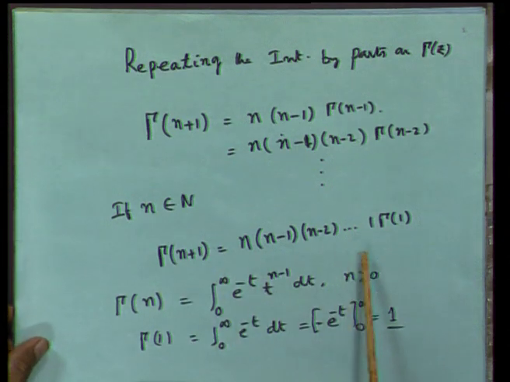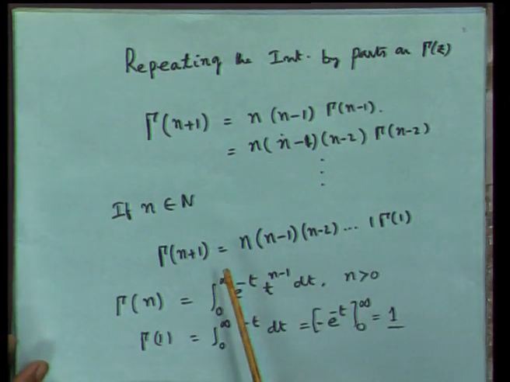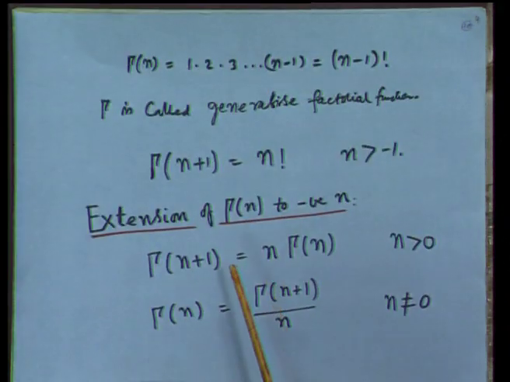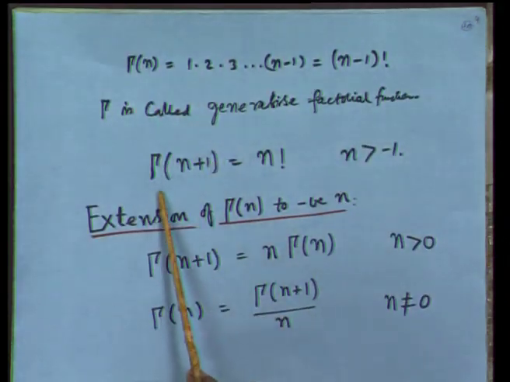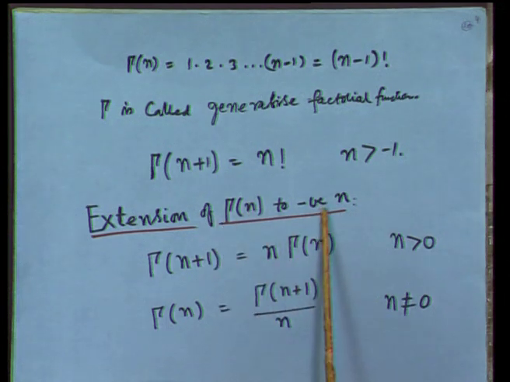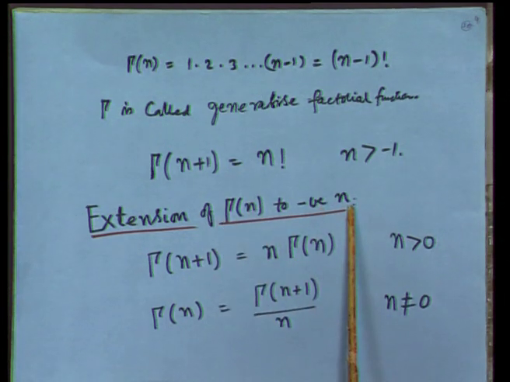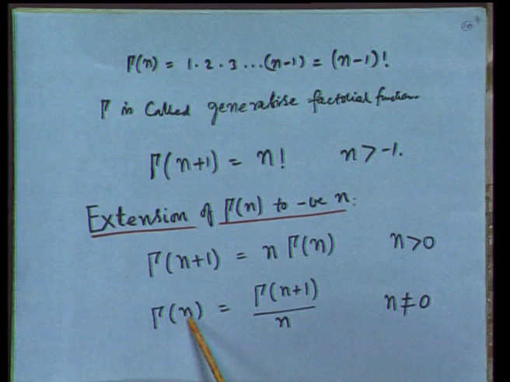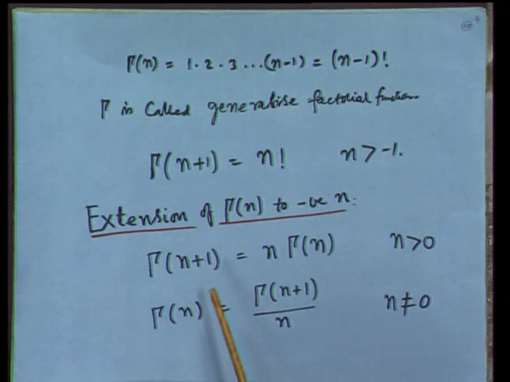That is the reason why gamma n is called a generalized factorial function. Now, you can also extend the gamma n definition for negative values of n. Even though we are denoting the gamma function by n, here n need not be a natural number, n can be any of the real numbers.